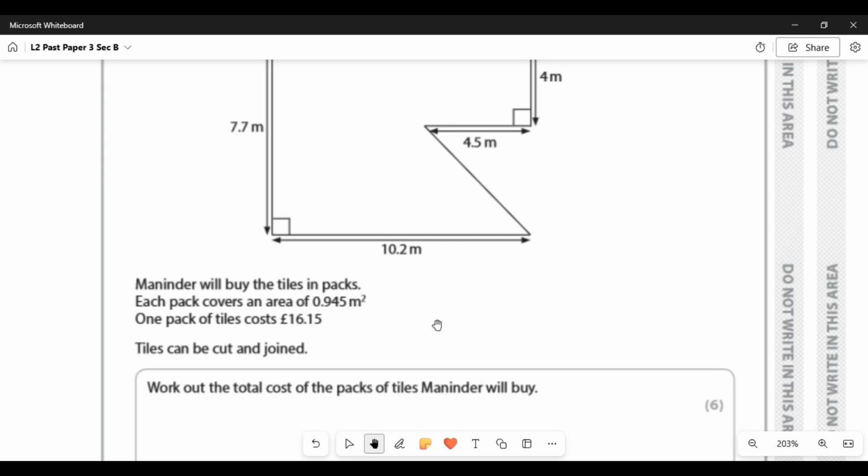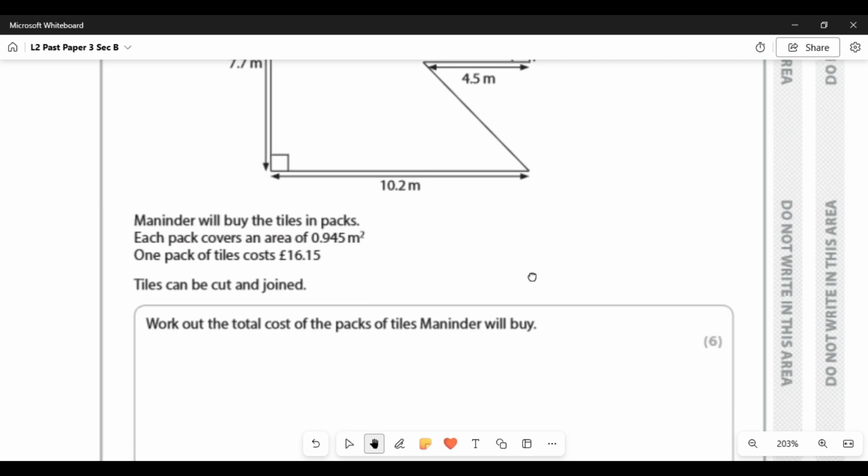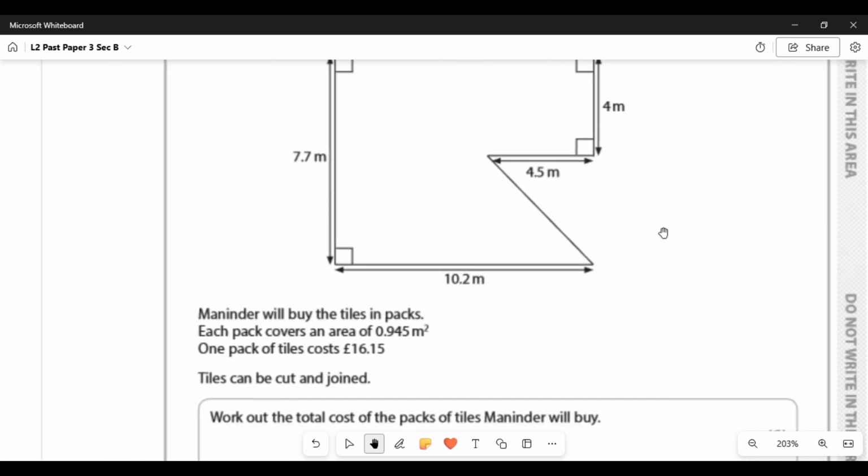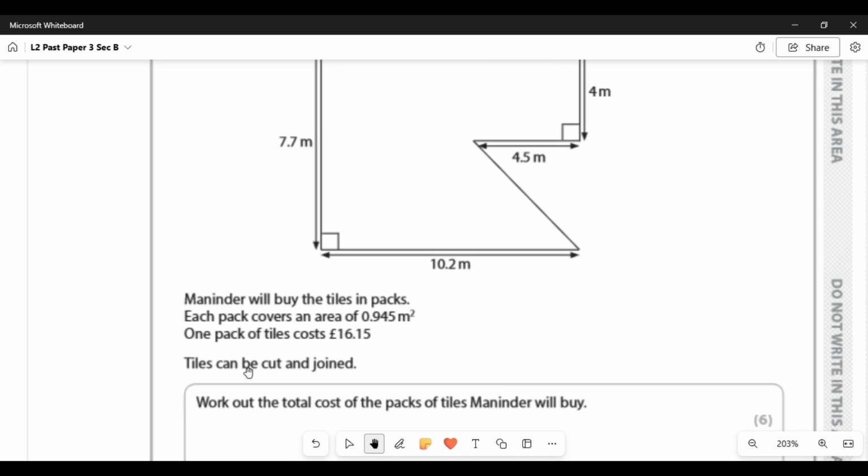Meninda will buy the tiles in packs. Each pack covers an area of 0.945 meters squared. One pack of tiles costs £16.15. Tiles can be cut and joined. Work out total cost of packs of tiles Meninda will buy. 6 marks. So obviously you've hopefully noticed, it's talking about area and it's talking about meters squared.